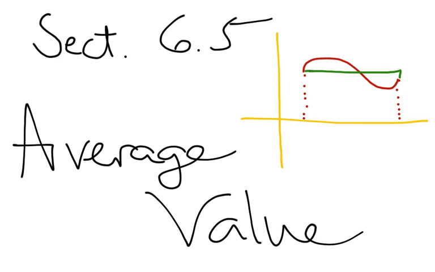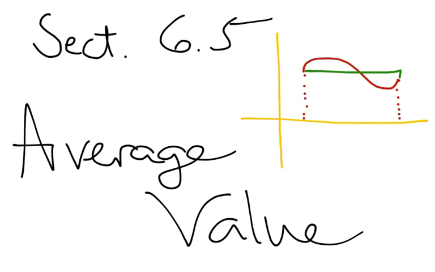Greetings, everyone. This is the last section of Chapter 6, Section 6.5. It's on average value. Remember, we skipped sections 6.3 and 6.4. Those are BC topic sections, and so those of you who come back to me for BC next year, we'll cover those. So, average value.